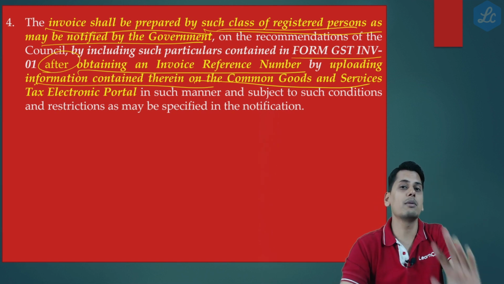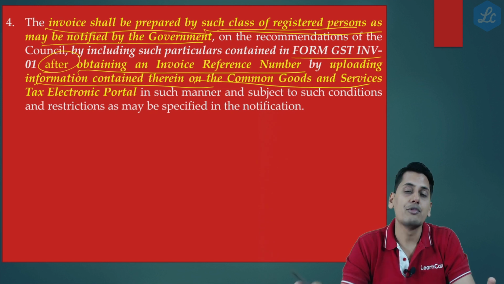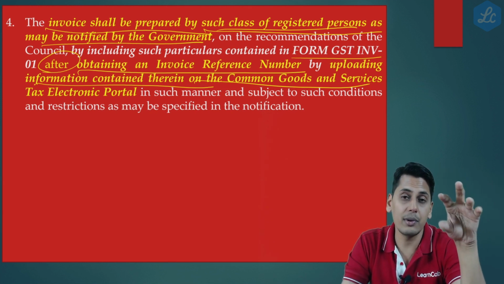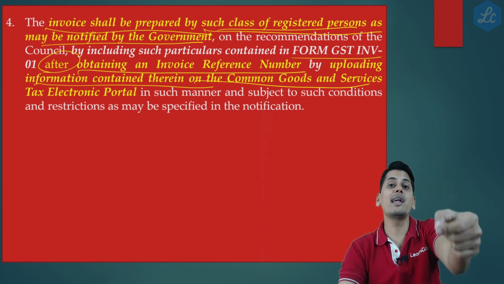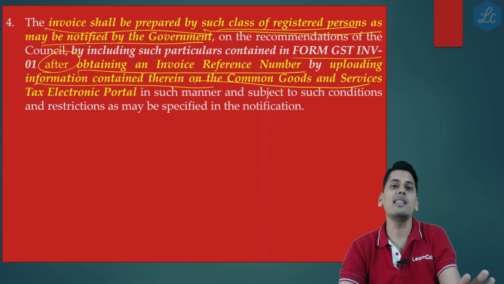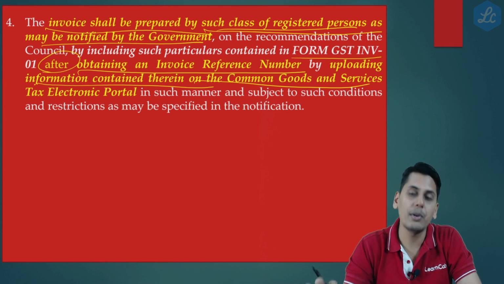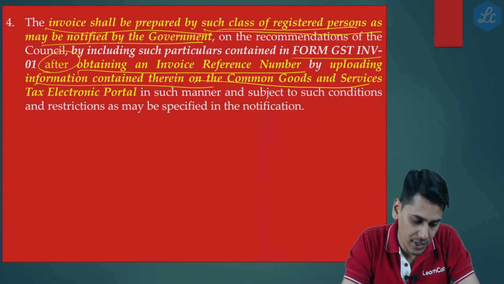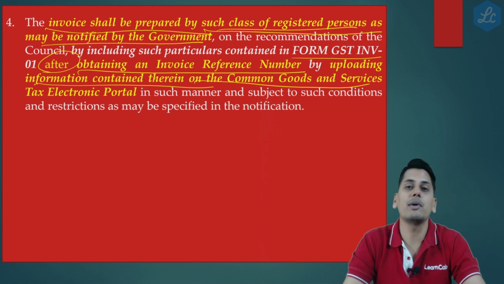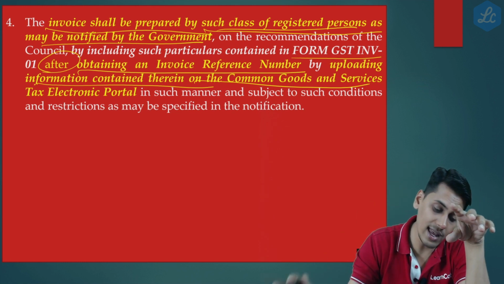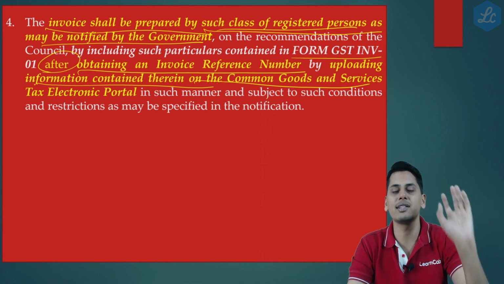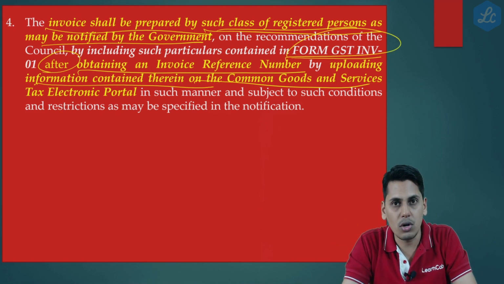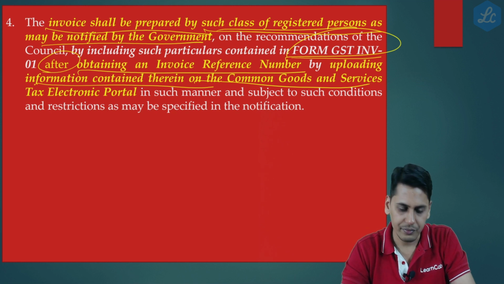Which means, is it applicable to everyone? The answer is no. 48 sub rule 4 is applicable only to notified persons. Those notified persons shall first obtain an invoice reference number, and only then they would be in a position to prepare an invoice. Are we clear? The answer is yes, friends. So now the invoice shall be prepared by the class of registered persons only after obtaining an invoice reference number by uploading some details in form GST INV 01 on the common portal.